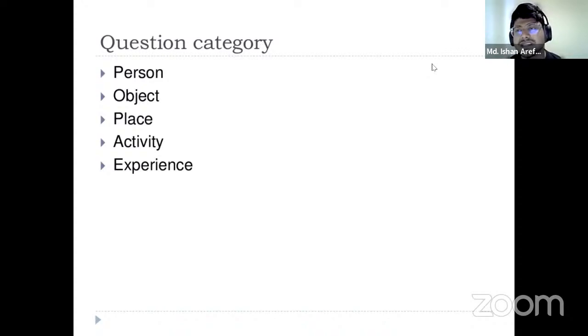And then experience. Discuss about the happiest experience of your life, or discuss when you feel weird, or when you feel horror in your life. This can also be a topic. So these are the topics based on personal experiences.